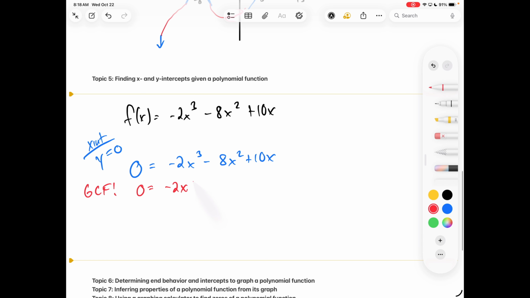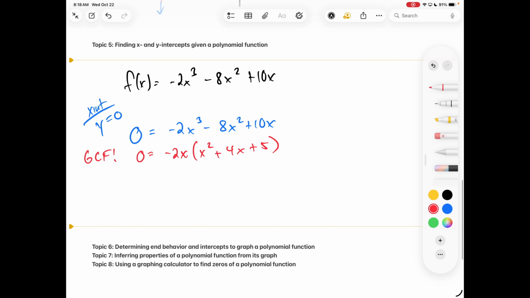Negative 2x. So that gives me x squared plus 4x plus 5. Now let's try to factor it, and it should be a lot easier. What multiplies to be 5 and adds up to be 4?